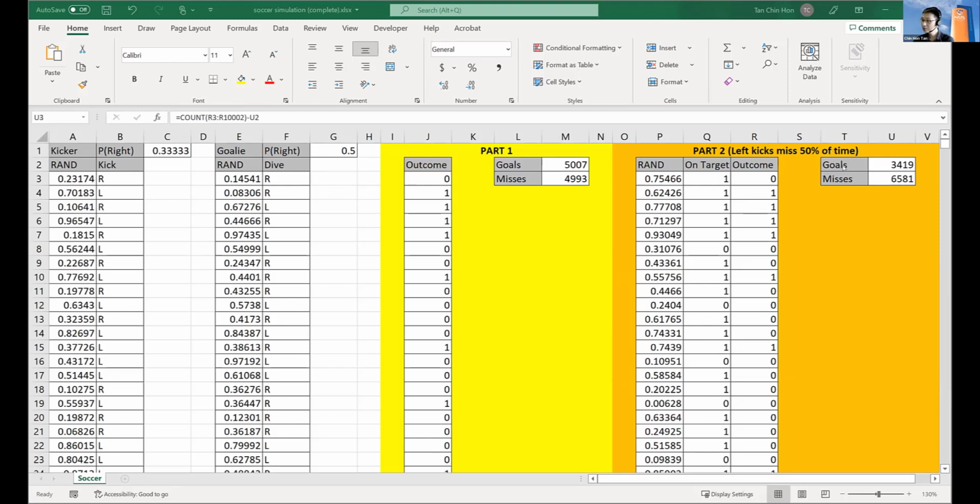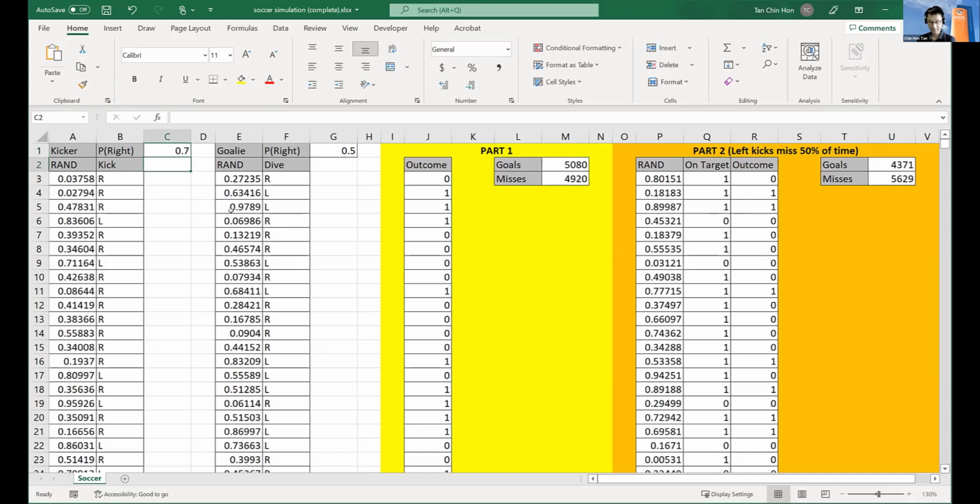Okay, if you look at our polling results, we're saying that we should be kicking to the right 70% of the time. That seems to make sense because the right side is our strong side, right? And so we want to kick to our strong side more frequently. And so let's put in 70%.